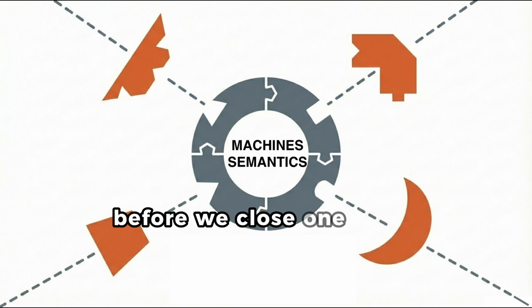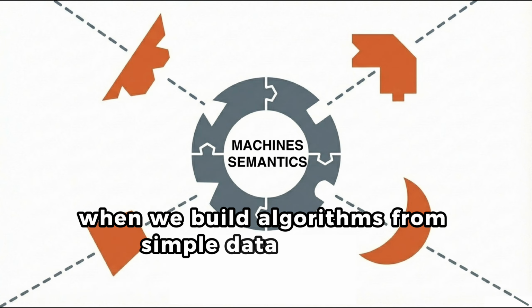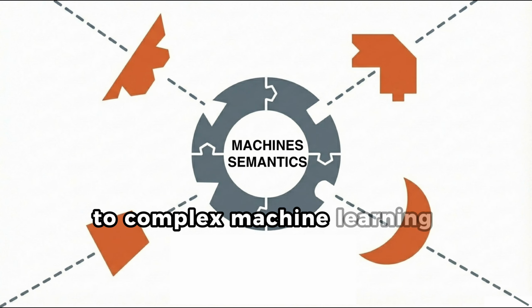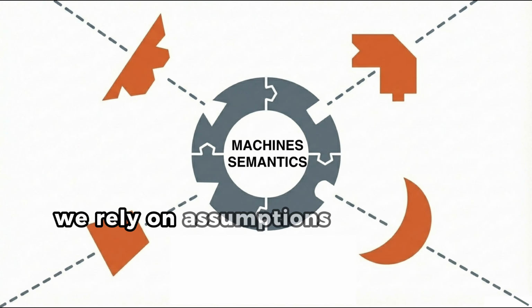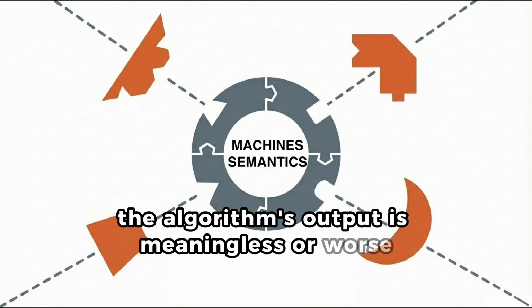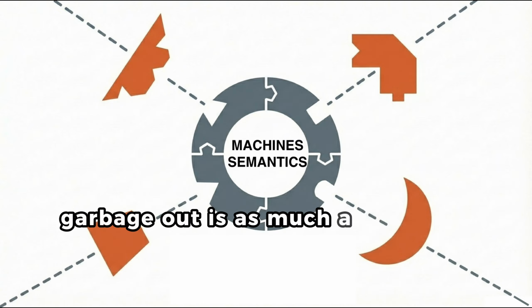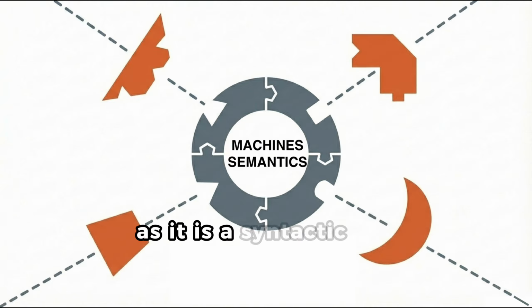Before we close, one more perspective. Semantics is not just for humans. Machines need semantics too. When we build algorithms, from simple data pipelines to complex machine learning systems, we rely on assumptions about what inputs mean. If those assumptions are wrong, the algorithm's output is meaningless, or worse, misleading. Garbage in, garbage out is as much a semantic statement as it is a syntactic one.